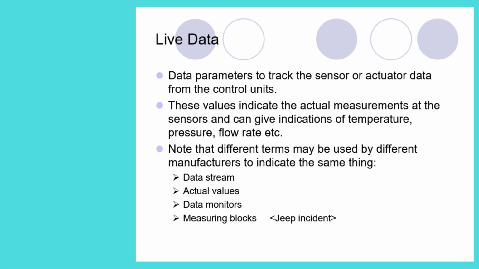With experience, one can identify what certain values certain sensors should be reading, and use this data to identify malfunctioning sensors. Note that different terms may be used by different manufacturers to indicate the same thing. Data stream, actual values, data monitors.